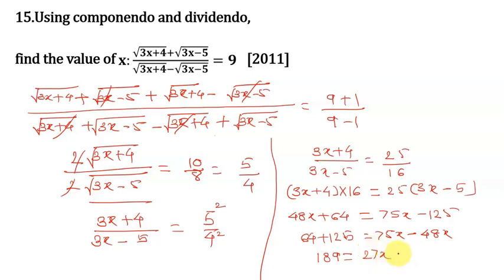That is 27x, and hence this implies that x is equal to 189 upon 27, and that is equal to 7. And hence what is the answer? x is equal to 7. This is the answer. Okay, now next problem.